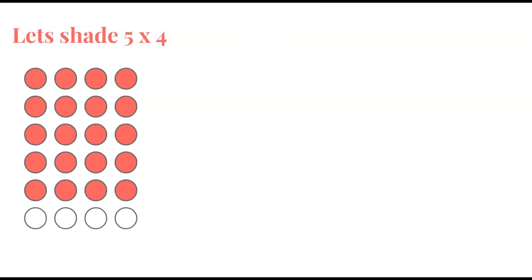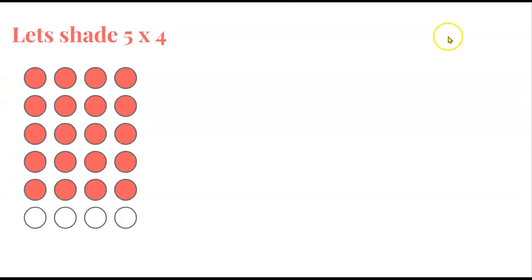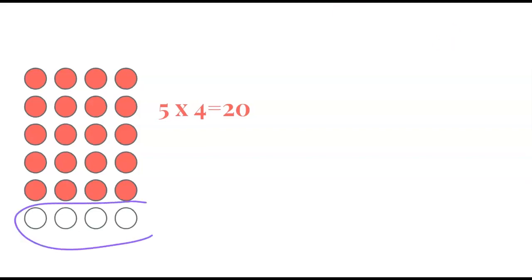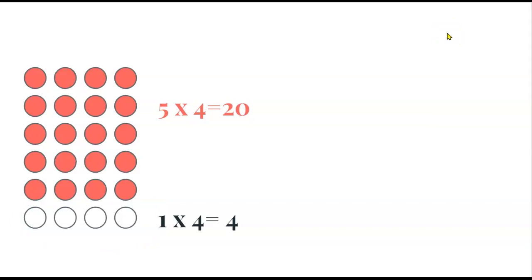So let's go ahead and skip count. So I have 4, 8, 12, 16, 20. So 5 rows of 4, or 5 times 4, equals 20. And that's going to leave this last row over here for us. So we have 1 row of 4 left. So 1 times 4 equals 4.